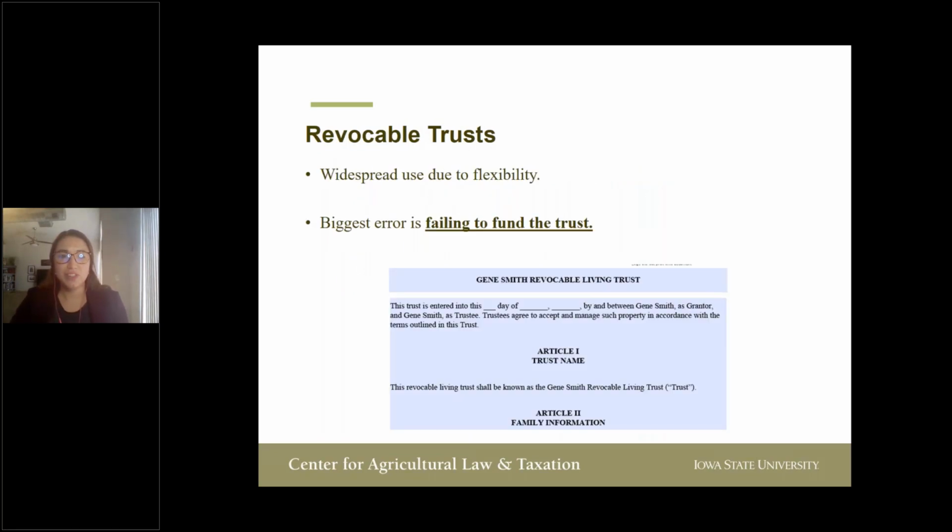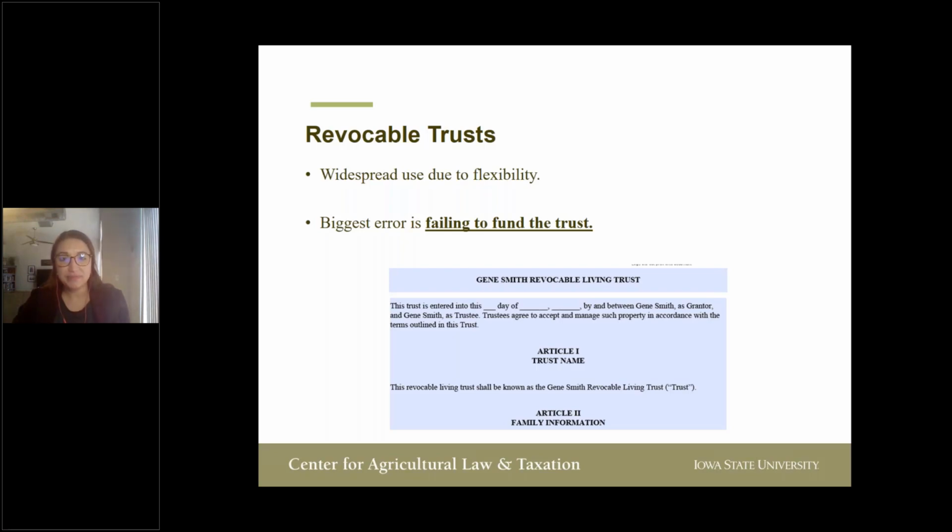So first off, let's look at these revocable trusts. And one of the main reasons they're so popular is because they are very flexible. The beneficiaries can be changed, the document can be changed, all these different things. You're not losing complete control of the asset, and you get to retain this control. But one of the biggest issues that comes with a revocable trust is what's called failing to fund the trust.